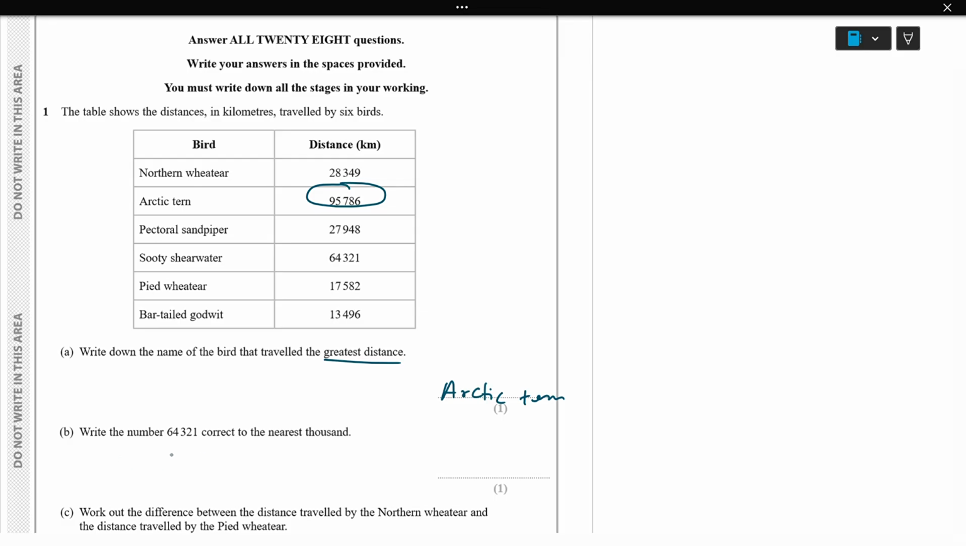Okay, next: write the number 64321 correct to the nearest 1000. So the 3 stands for 100s, and the digit is below 5, so we need to round down here, which is 64,000.